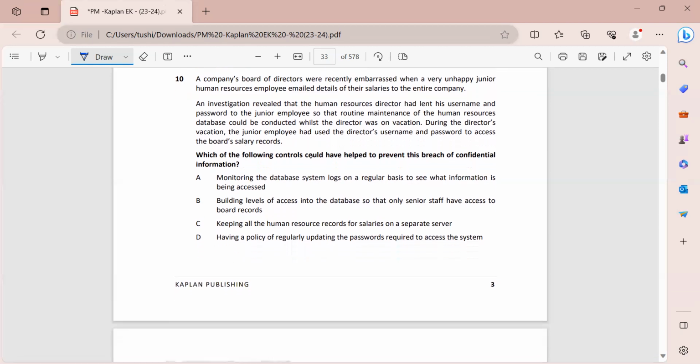Now, which of the following controls could have helped to prevent this breach of confidential information? Now, what is something that we could do?